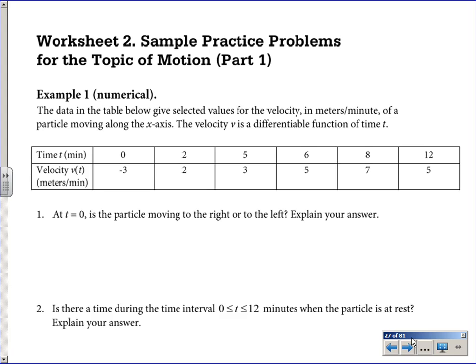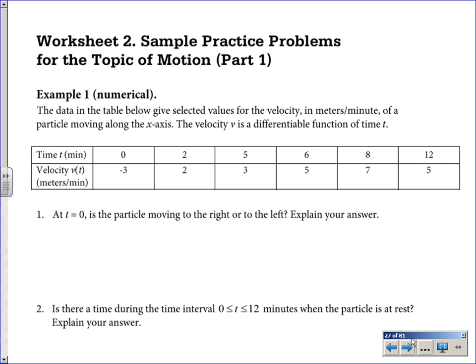At t equals 0, is the particle moving to the right or to the left? Pause. Was he at the -3 tick mark at 0? It's not where he was. At 0, what's the -3 represent again? How fast he was going. I don't even know where he is. At 0, I know how fast he was going. It's little pictures of his speedometer, if his speedometer went positive or negative.